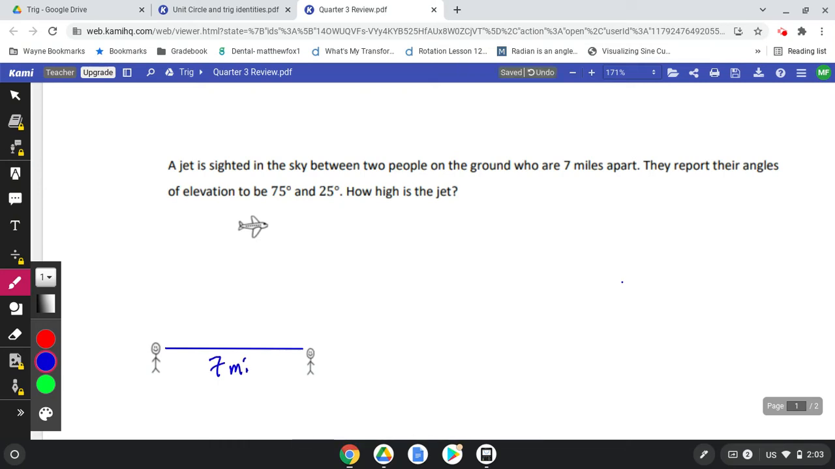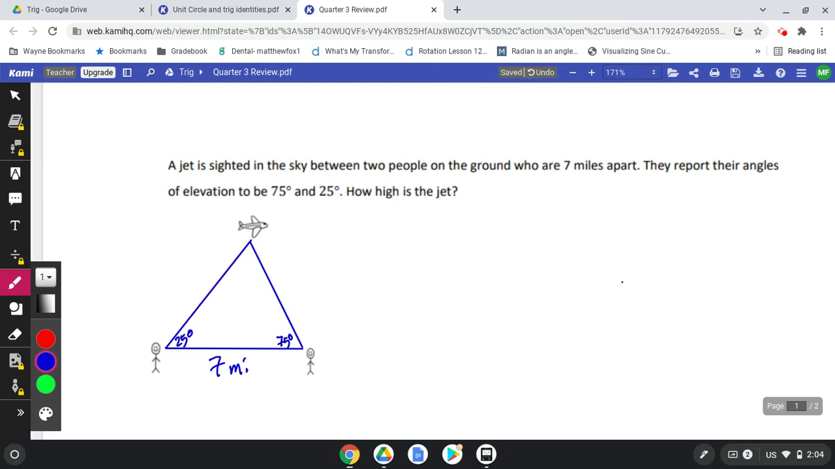Now it tells us they report their angles of elevation to be 75 degrees and 25 degrees. Angle of elevation, remember, means from the person up to what they're looking at. Let me show a better angle of elevation: it is above horizontal like that. So that one is going to be 75 degrees, and from the other side, it is 25 degrees.